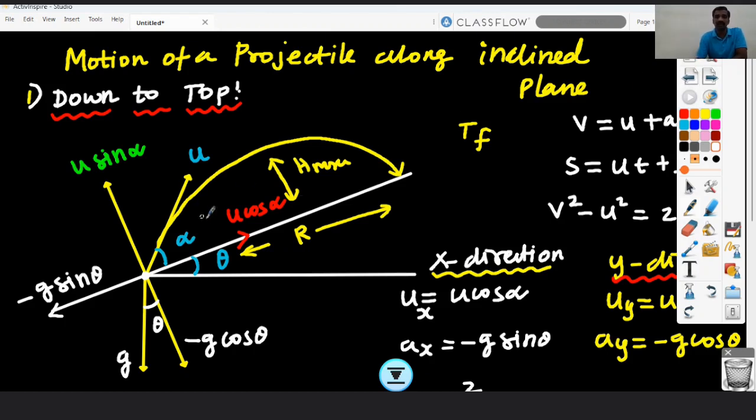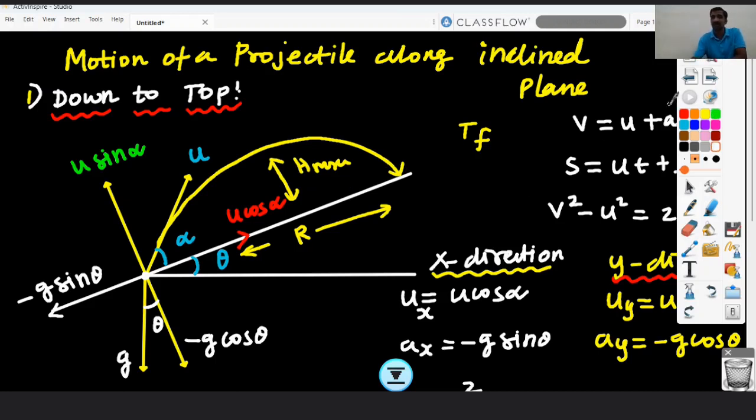What is meant by range, sir? From the point of projection to where it hits the ground, what is the horizontal distance covered by the projectile? That is called range. Range means the horizontal distance covered by the projectile.